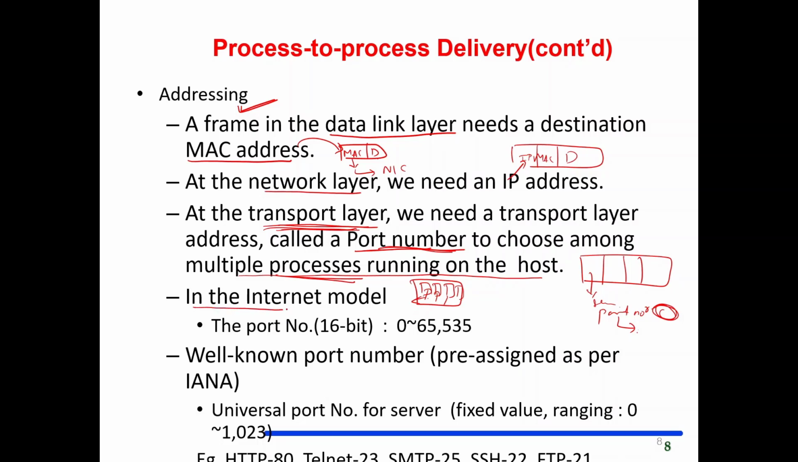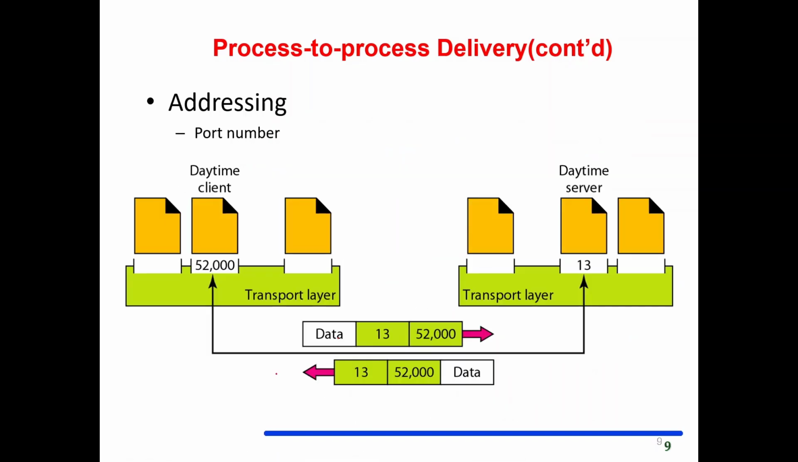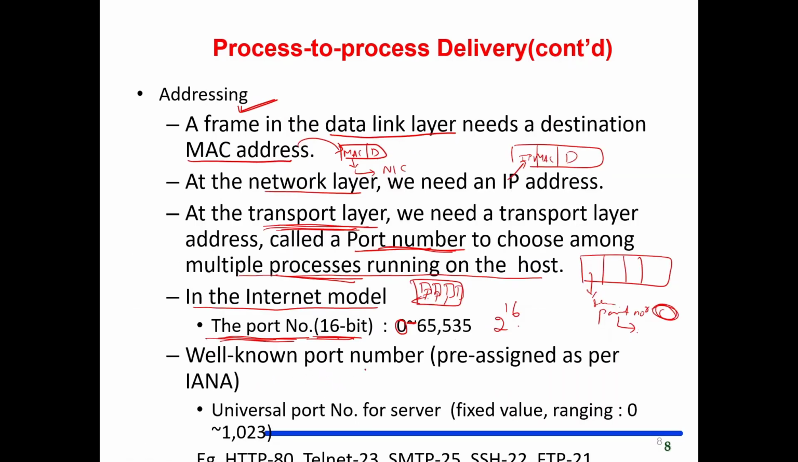In the internet model, this is a very important concept in the transport layer. The port number is 16 bits. So 16 bits means 2 power 16 port numbers you can create, right? That means the range of the port numbers will be 0 to 65,535. So many port numbers you can create with 16 bits. Among these, it is very clearly differentiated. IANA is the authority mainly responsible for assigning the port numbers.